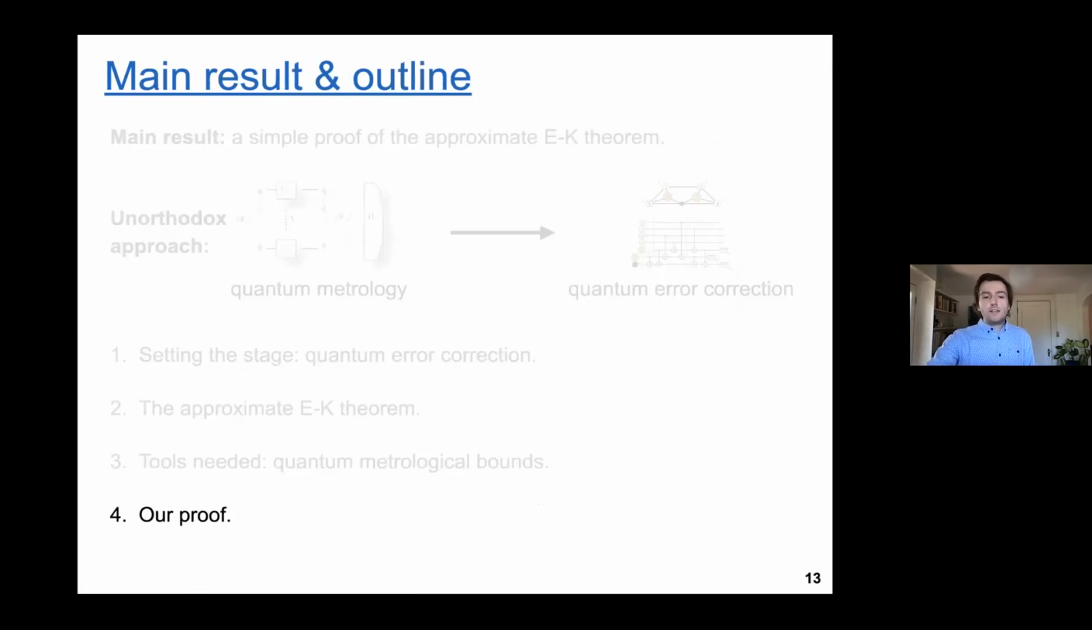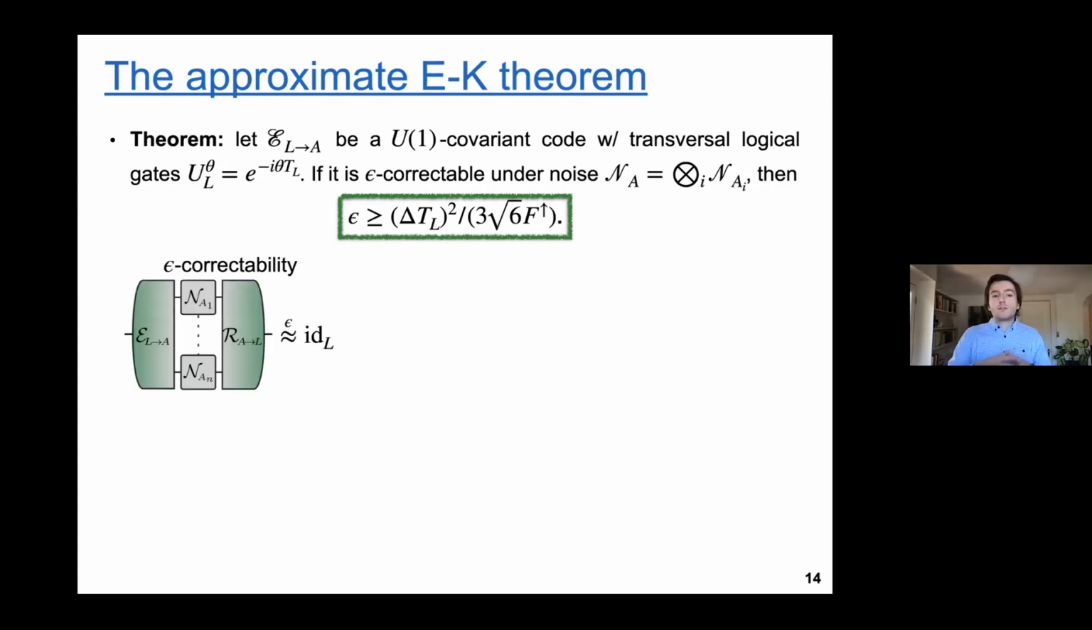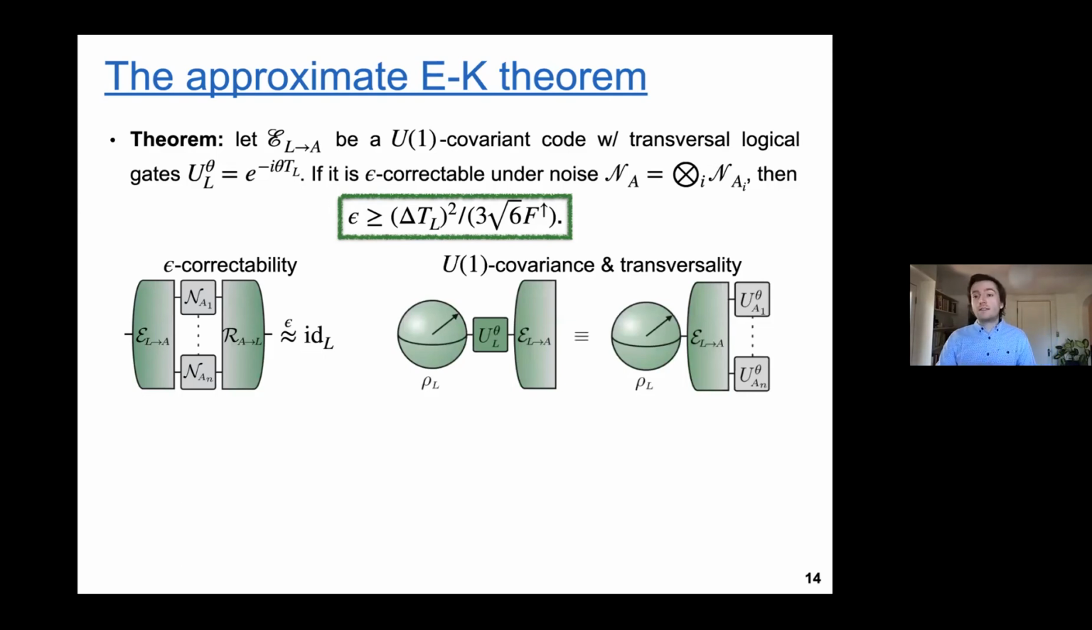And now I can tell you a bit about the proof, or a simple proof. So let me remind you what the theorem is. We have the code, which is U1 covariant and has transversal logical rotations. If this code is epsilon correctable under noise n, then epsilon is lower bounded by some quantity. And recall that epsilon correctability was basically that the encoding followed by the noise followed by the recovery operator is epsilon close to the identity channel on the logical level. And U1 covariance and transversality meant that we could push the logical rotation from the logical level to be a rotation on the physical level.